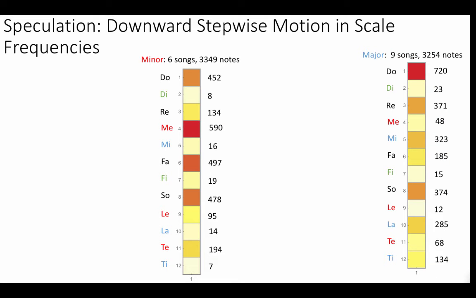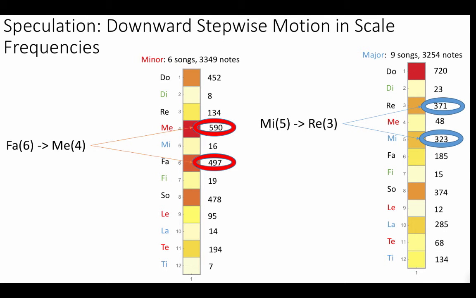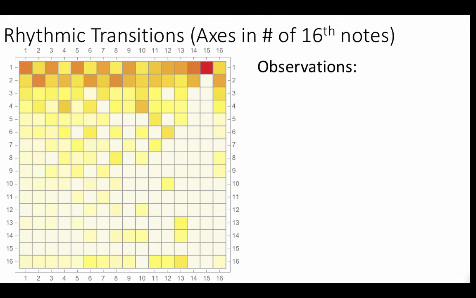In fact, and this is a bit speculative, I believe this tendency for downward stepwise motion can be seen in the scale frequencies themselves. For example, fa is more popular in minor keys because it is a whole step above me, whereas re is more popular in major keys because it is a whole step below mi.